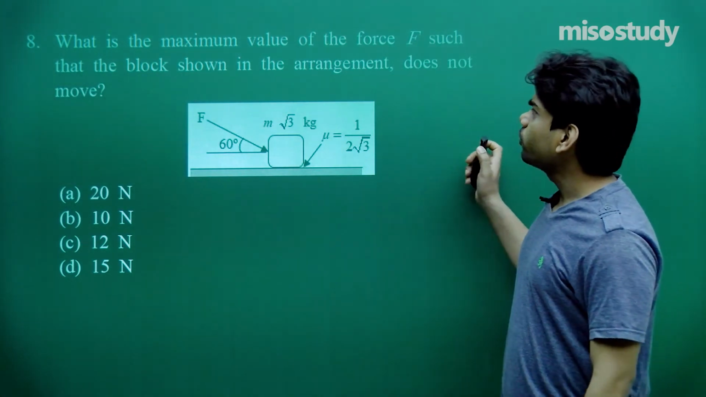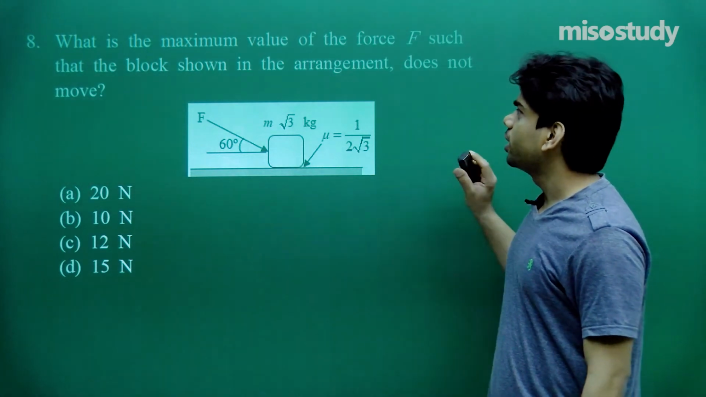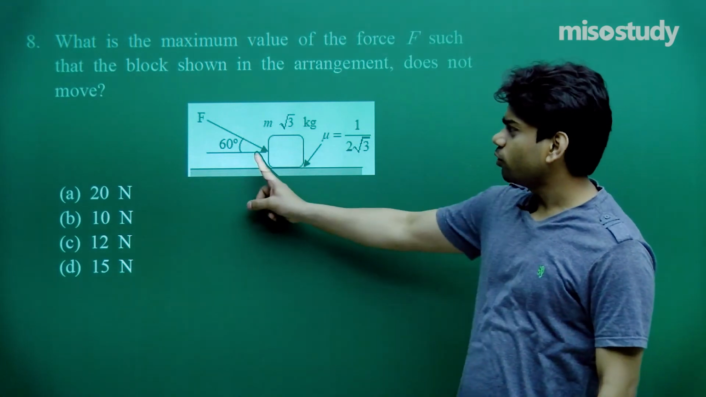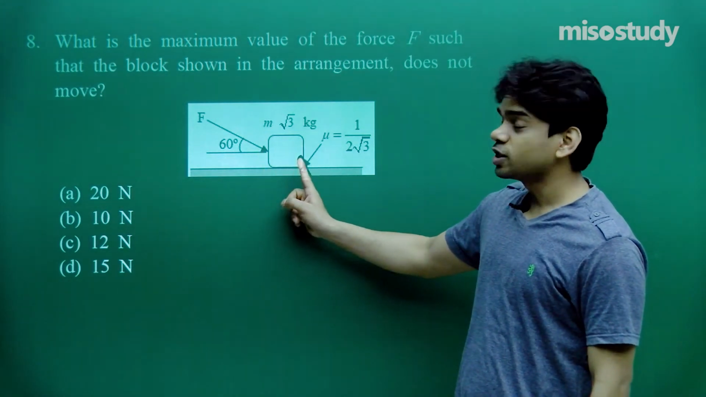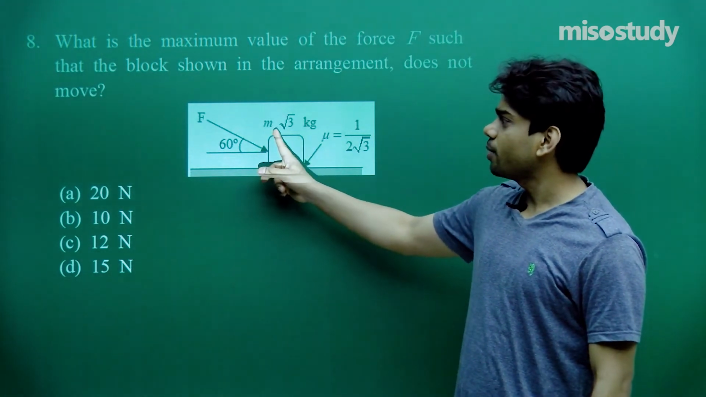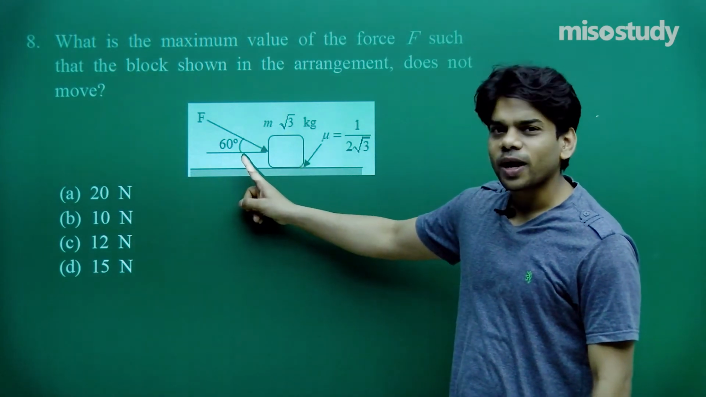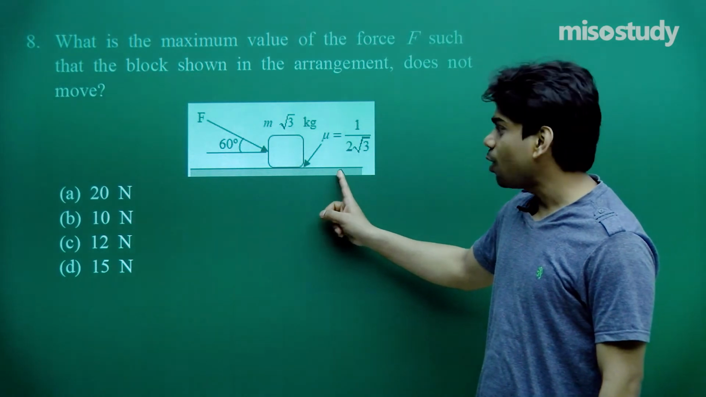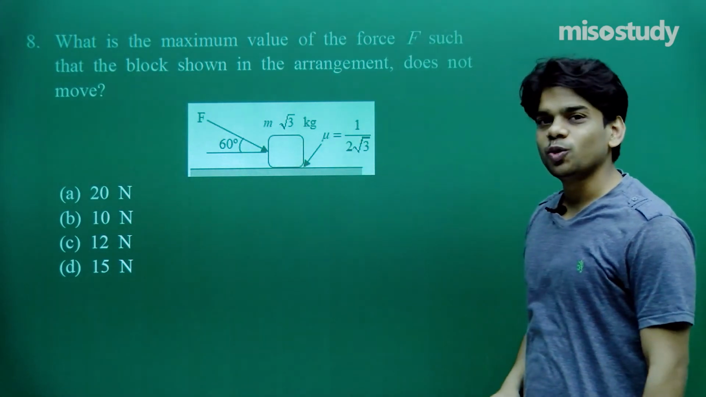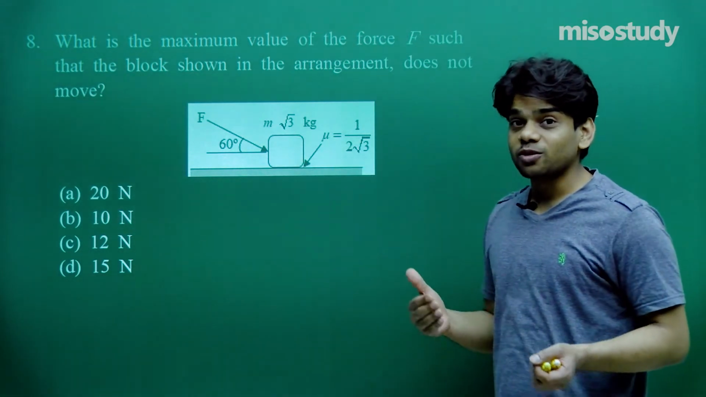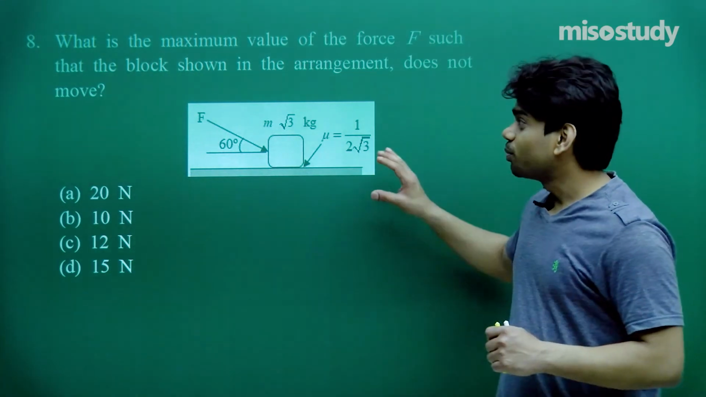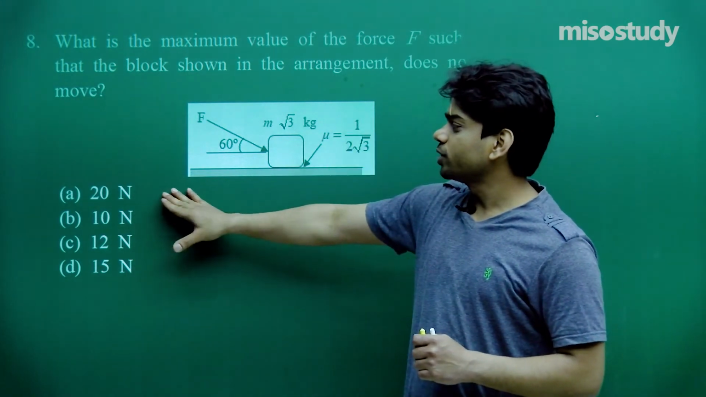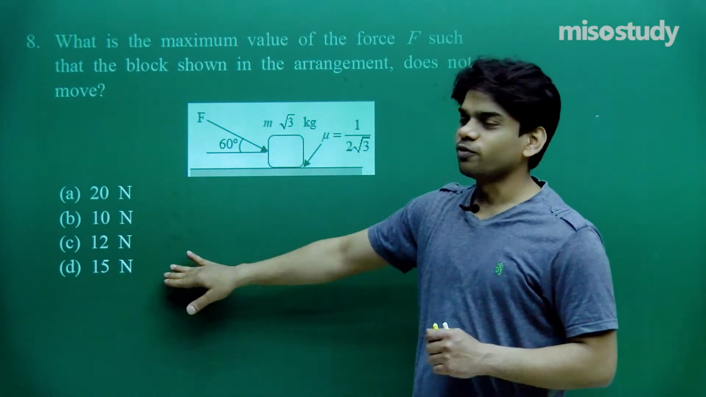What is the maximum value of the force F such that the block shown in the arrangement does not move? We have a figure, and we need to find the maximum value of this force F such that this block, whose mass is given as root 3 kg, does not move. F is applied making an angle of 60 degrees with the horizontal. The coefficient of friction between the ground and the block is mu equals 1 upon 2 root 3. We need to find the maximum value of this force that we can apply so that the block will not move. Now the options: A 20 Newton, B 10 Newton, C 12 Newton, D 15 Newton.